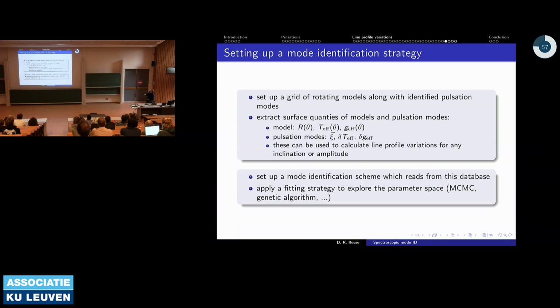As a second step, what would be needed is to then set up a mode identification scheme, for example similar to FAMIAS or something like that, which takes its information from this database and then applies some sort of fitting strategy, such as a Markov chain Monte Carlo approach or a genetic algorithm, to try to fit the observed line profiles.